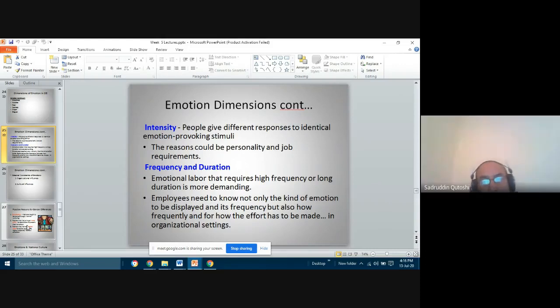That is a situation to understand. And employees need to know not only the kind of emotion to be displayed and its frequency, but also how frequently and for how long the effort has to be made in an organizational setting. So you can see how managers need to understand the whole set of emotions that people are exhibiting in the organization in a different manner: how long they are doing it, and what is the frequency of their emotional expressions in situations in the organization.